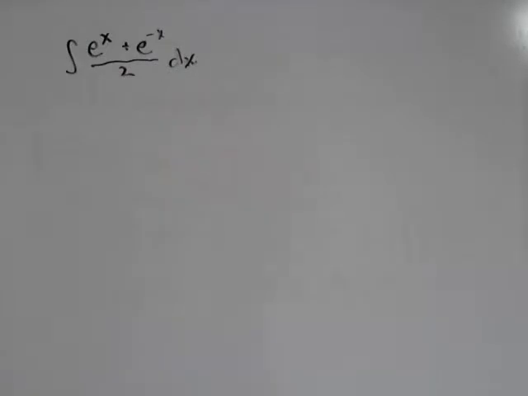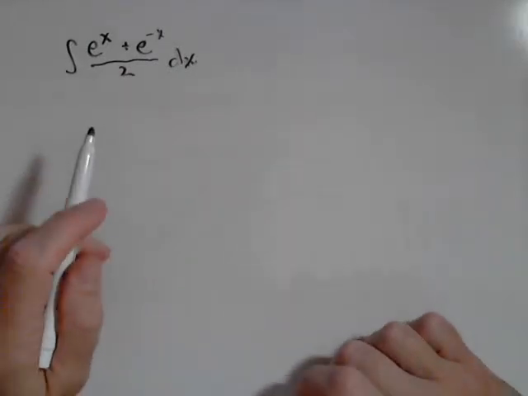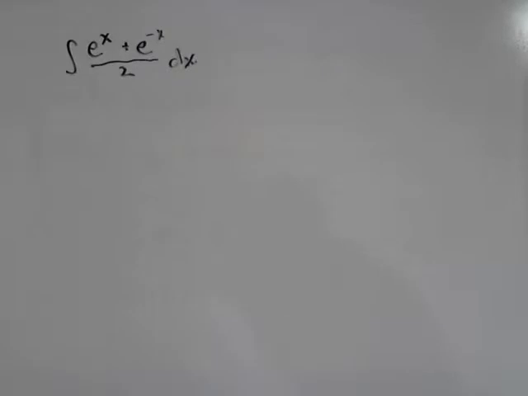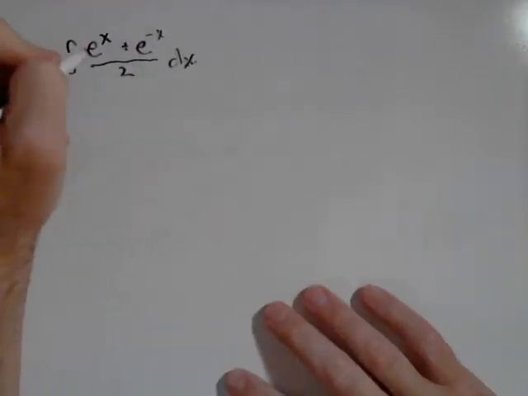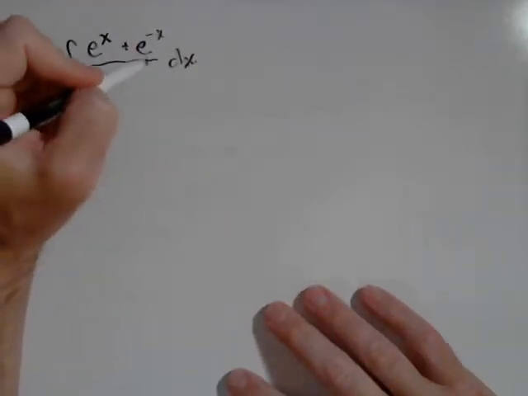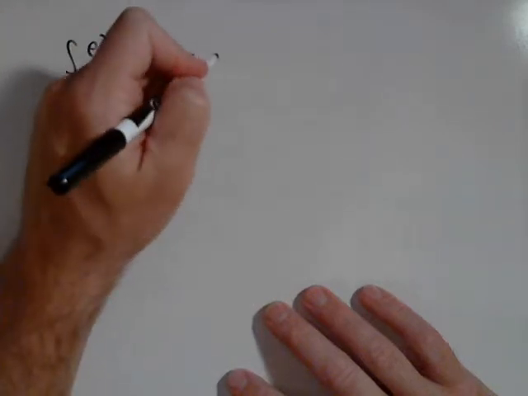So we're going to do some antiderivatives. At least a couple of these won't involve u sub. We may do a u sub in this one. So the first one, I have e to the x plus e to the negative x all over 2 dx.